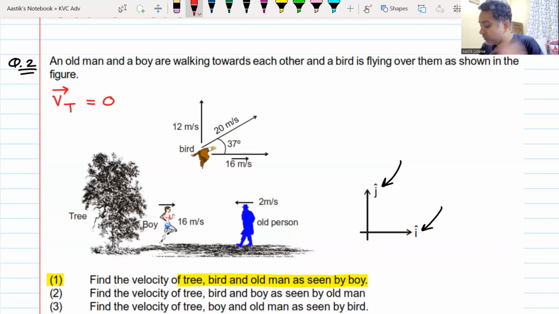Okay, anyways. What is the velocity of boy? VB. With respect to ground, I am talking. Look at this. How do I write it?